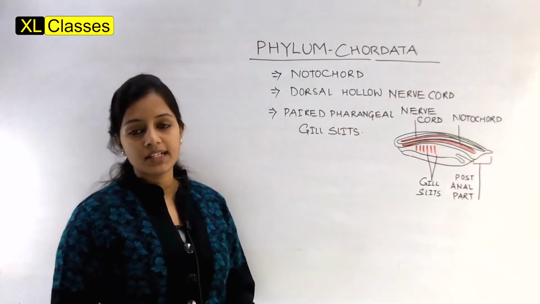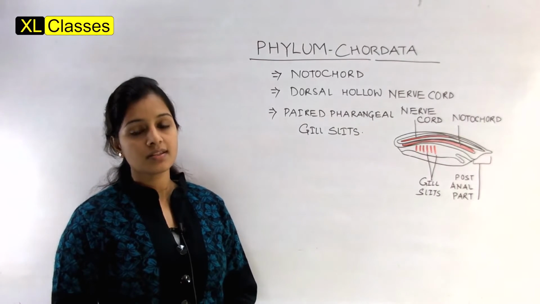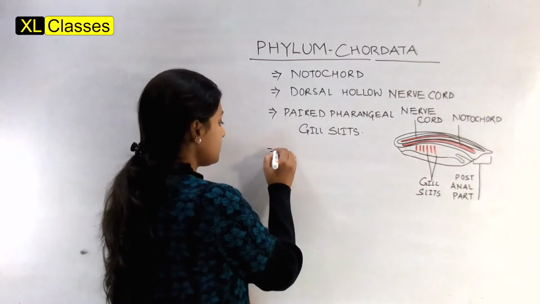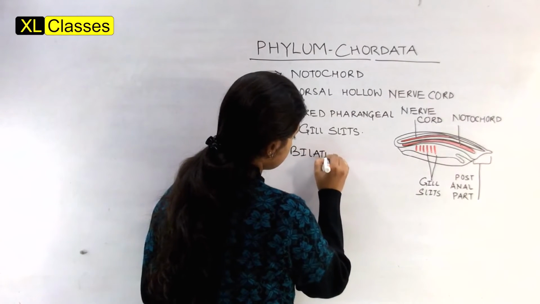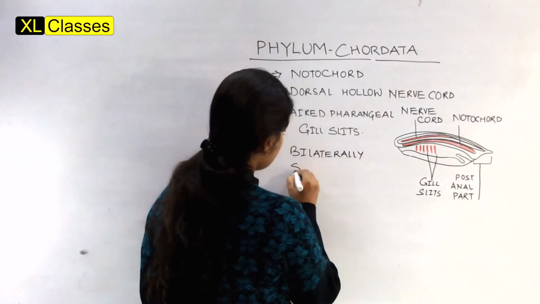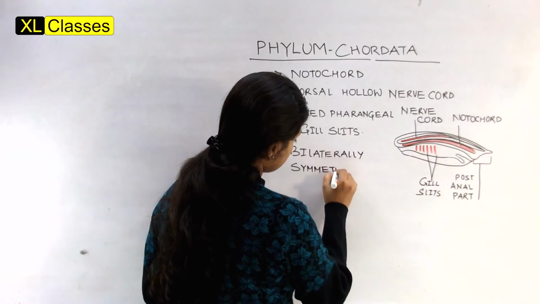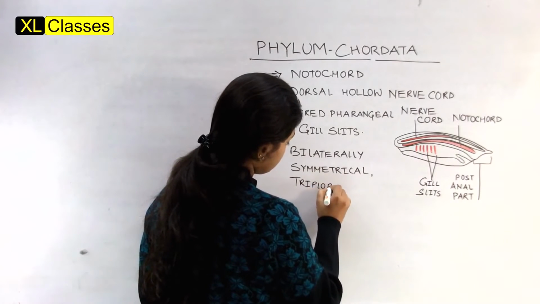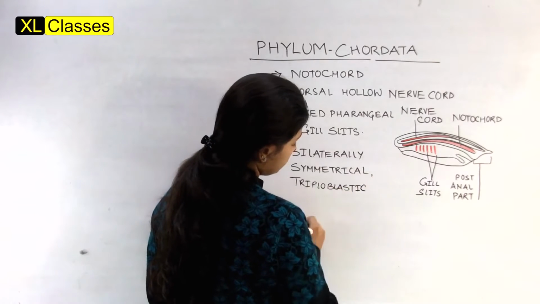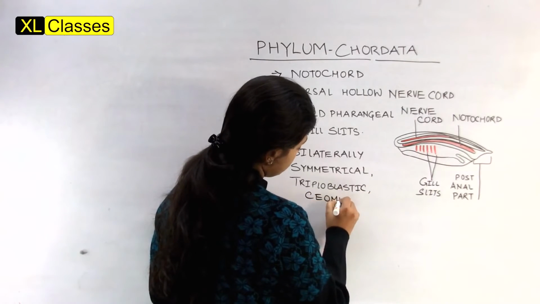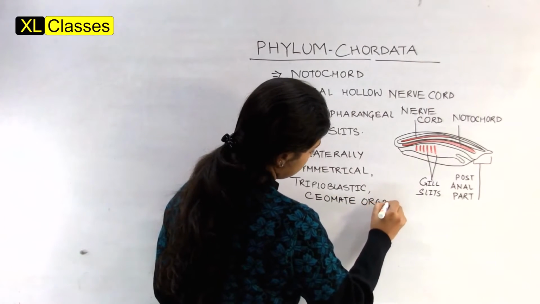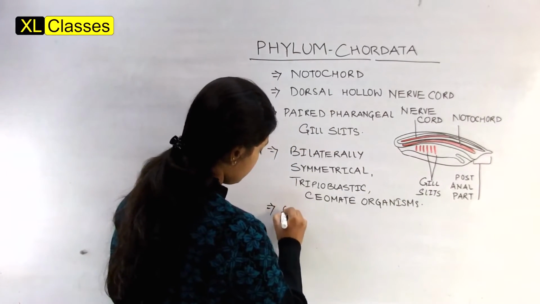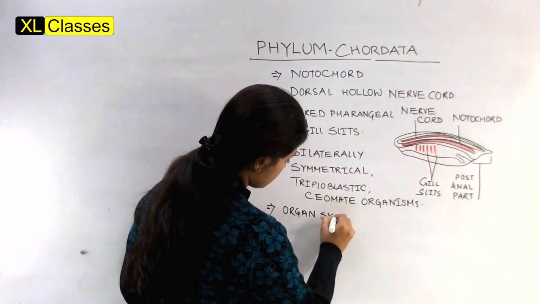They are basically bilaterally symmetrical organisms, triploblastic and coelomate organisms, with an organ system level of body organization.